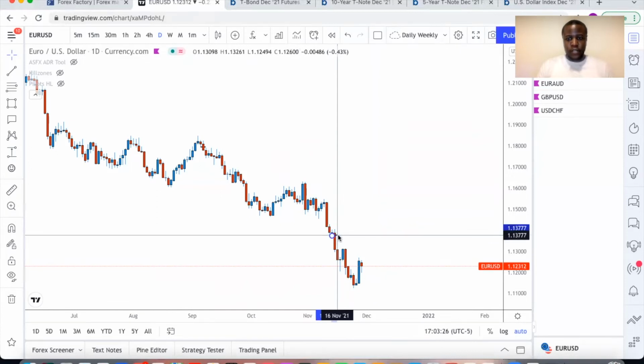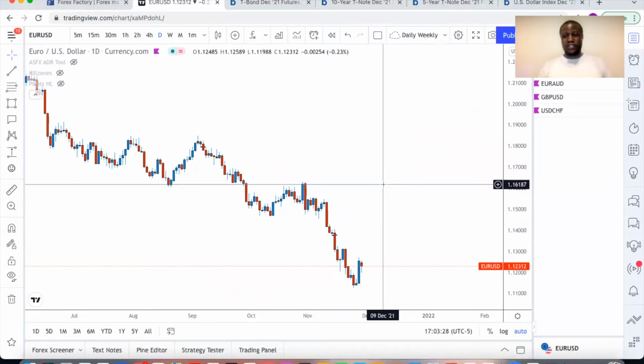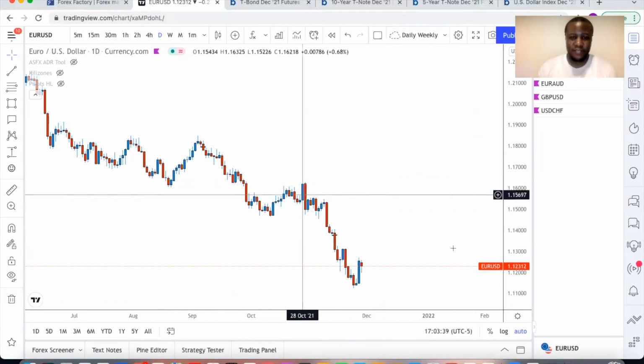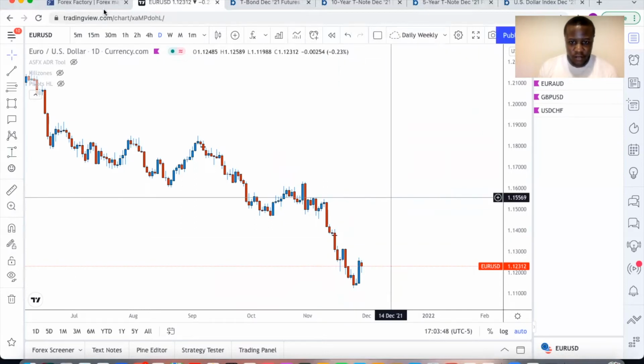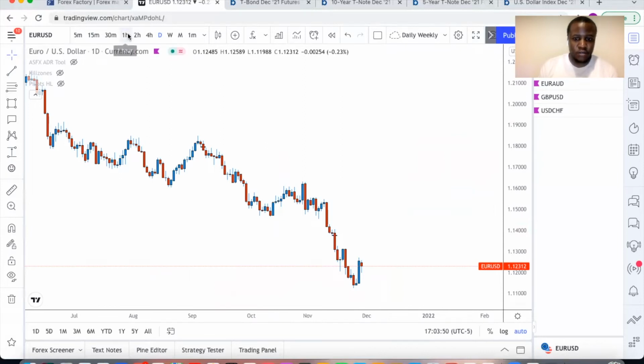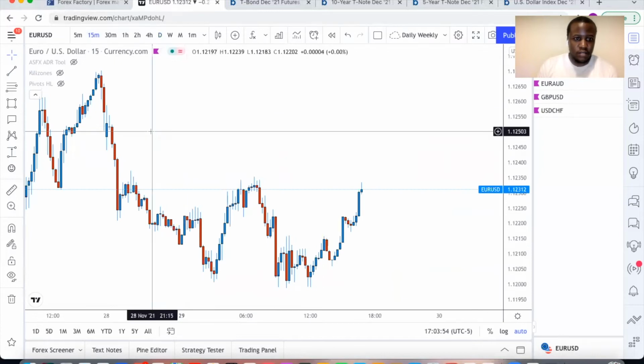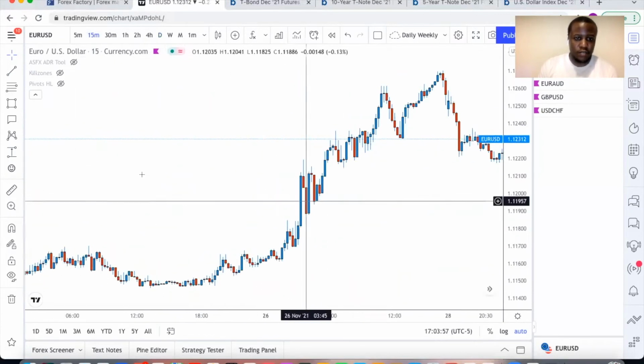Depending on the day of the week too. I wouldn't really use this on a Friday because it's the end of the week and you barely get any movement on a Friday, but definitely you could use it Monday, Tuesday, Wednesday, Thursday. So there we got another daily low. Looking to take it out. 15-minute.